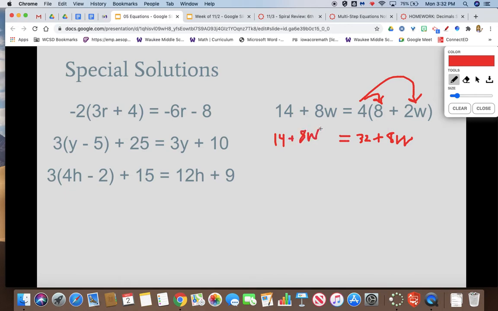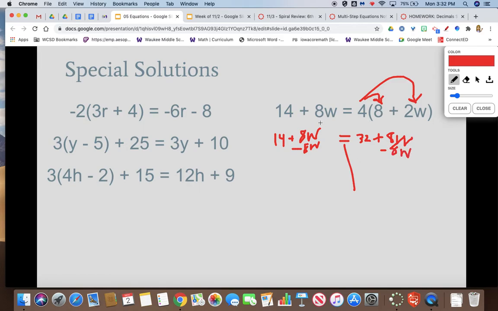From here, I'm going to go ahead and combine or move my variables from side to side. I have no like terms on the same sides that need to be combined, so that's when I start to move my pieces to get like terms together. So I'm going to move my 8w. It's my smallest variable, but it's actually the same thing on both sides.